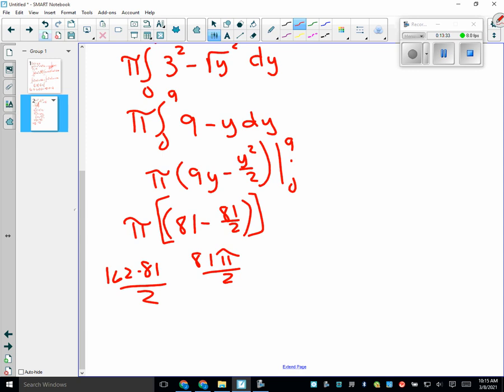Don't we have to do another integral? It's 0. We don't have to do another integral. How do we know? It's a washer. Yeah, but she used R. I did 3 squared minus radical y squared. She could have put them apart, I could have done two, but I put them together.